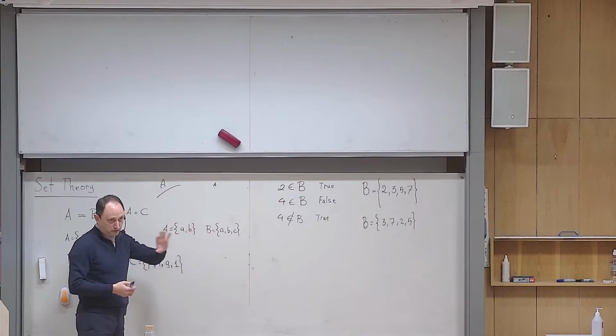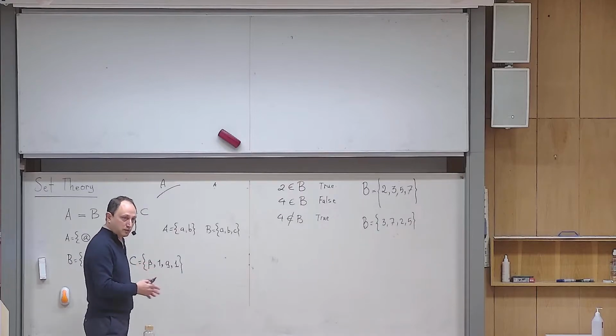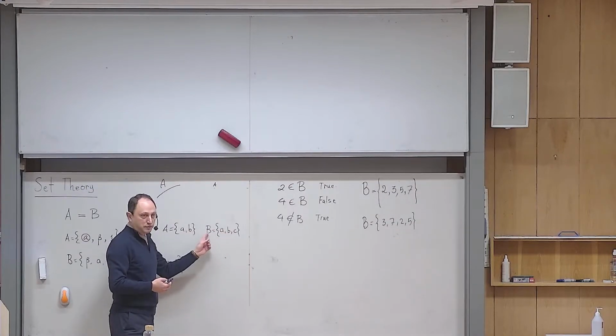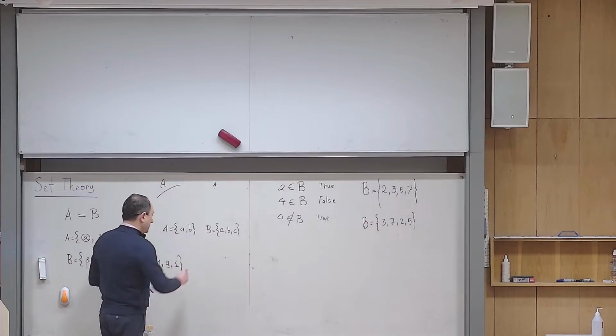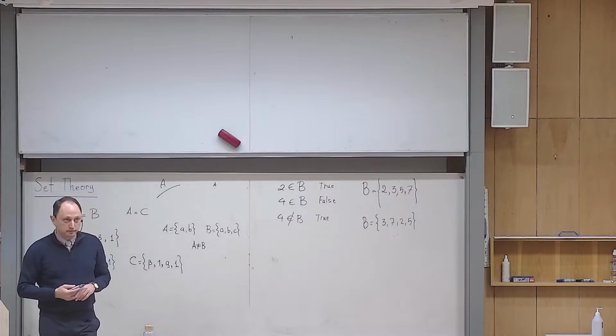So that is, for the time being, okay. But that is not enough. I told you, you have to check the other way around. Is it also true that every element of B is an element of A? This is not, because C is an element of B, which is not an element of A. So A and B are not equal. Yes?